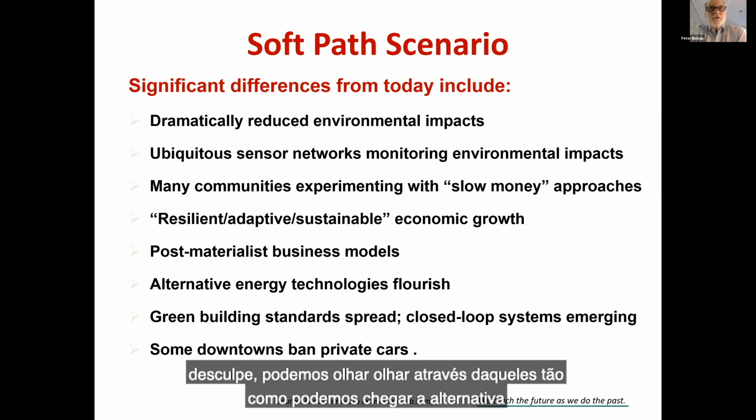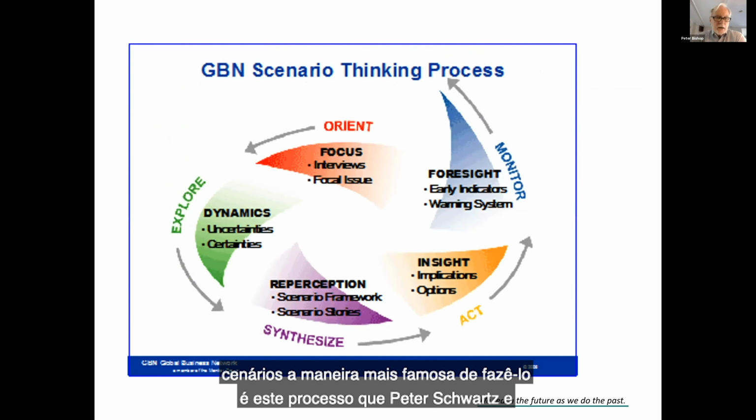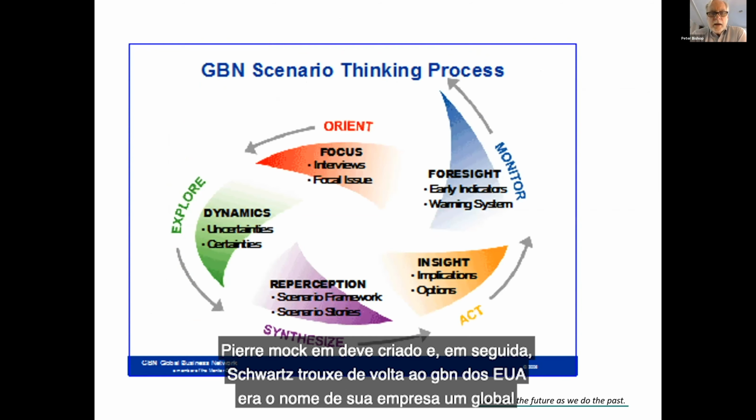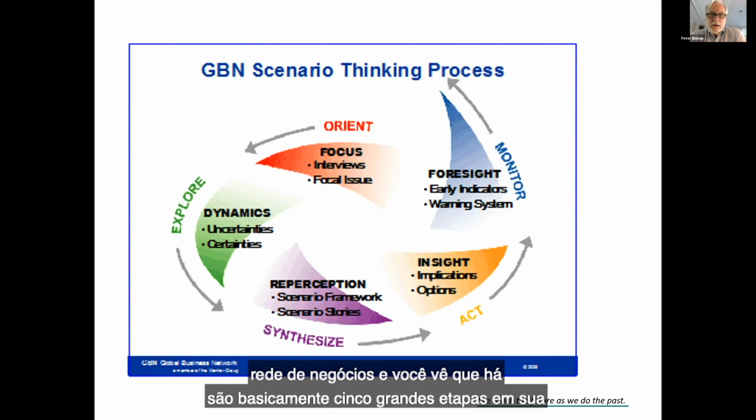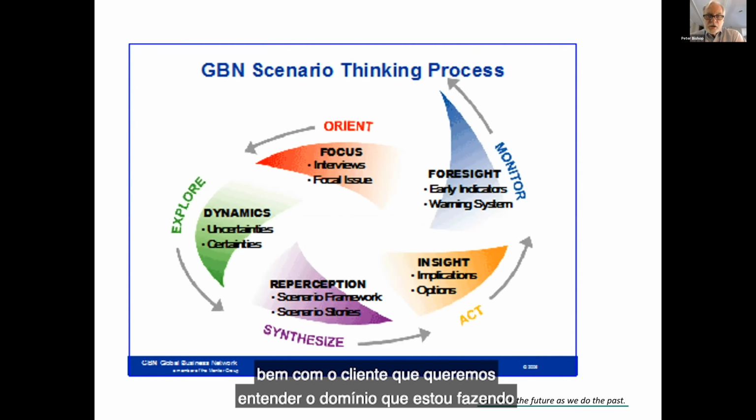So how do we come up with alternative scenarios? The most famous way to do it is this process that Peter Schwartz and Pierre Bach at Shell created, and then Schwartz brought it back to the US. GBN was the name of their company, the Global Business Network. And you see that there are basically 5 major steps in their process. First, it's to focus, orient. That's our framing step. We want to get right with the client. We want to understand the domain. Not doing any futures yet, all of that.